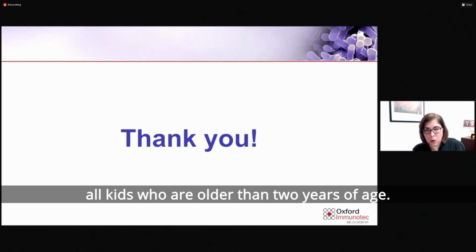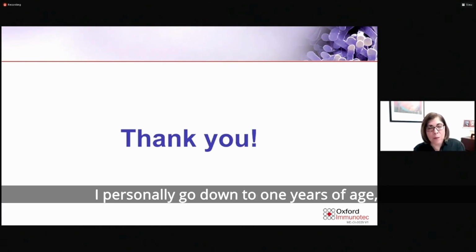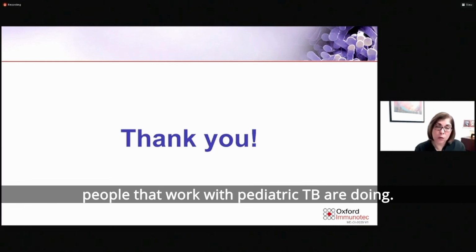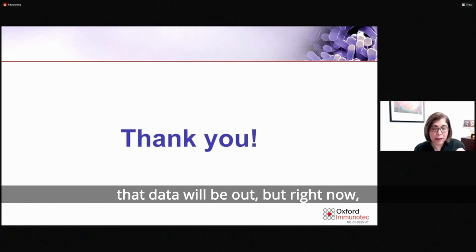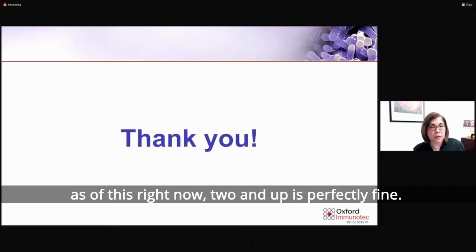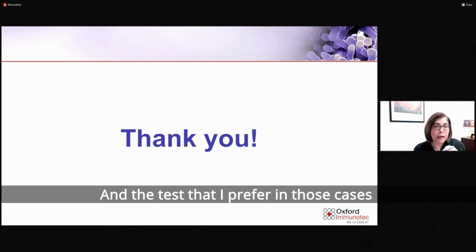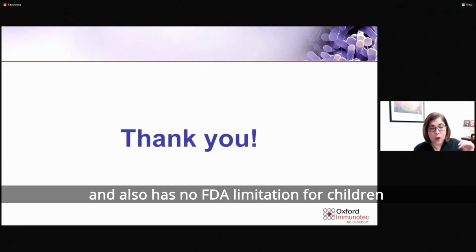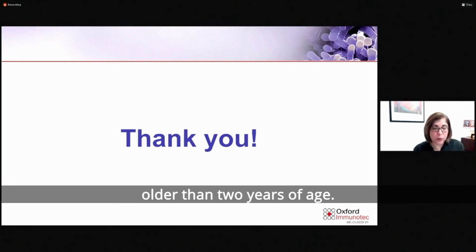in all kids older than 2 years of age. I personally go down to 1 year of age, and this is something a lot of people that work with pediatric TB are doing. We're collecting data, so hopefully that data will be out. But as it is right now, 2 and up is perfectly fine. And the test that I prefer in those cases is the T-SPOT.TB test, because it has fewer problems with invalid results, and also has no FDA limitation for children older than 2 years of age.